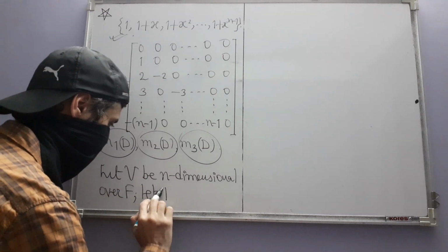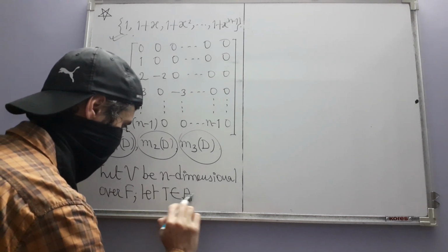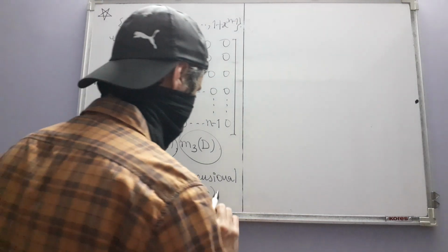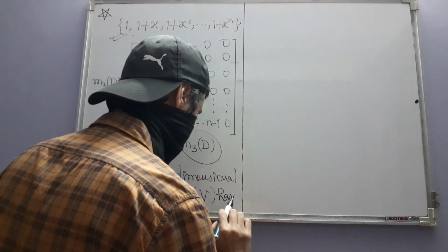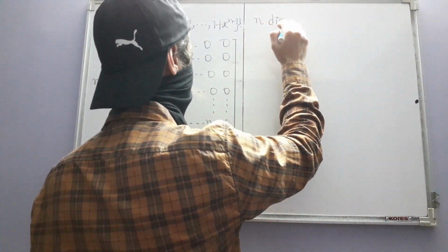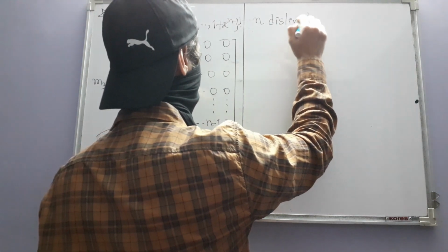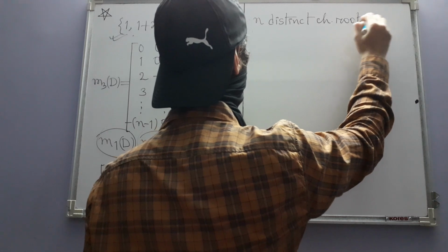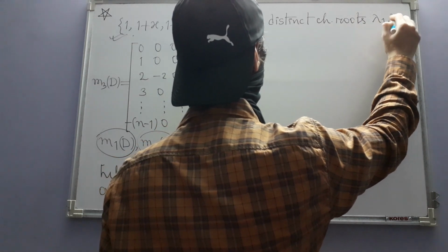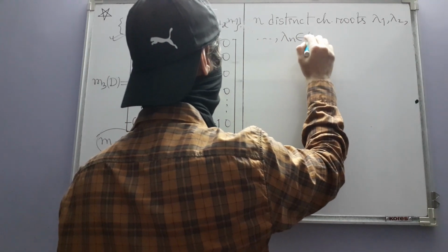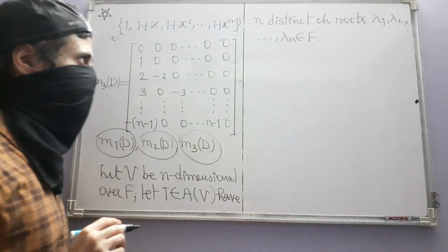Let T be a linear operator on V, and let such an operator have n distinct characteristic roots, lambda 1, lambda 2, and so on, lambda n in F.